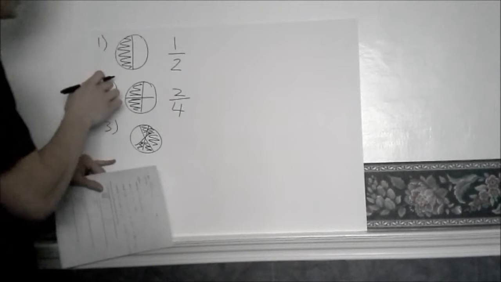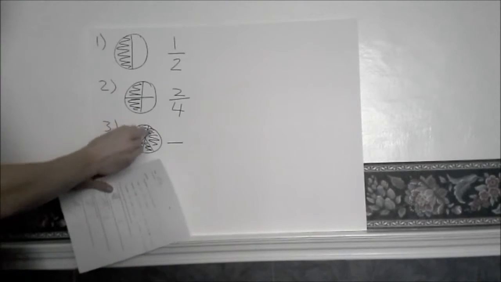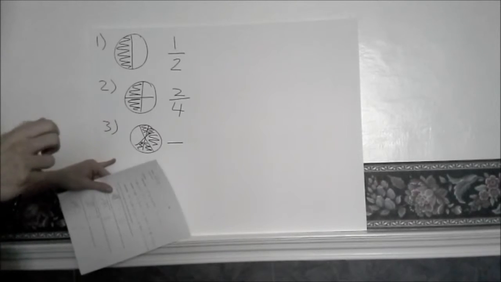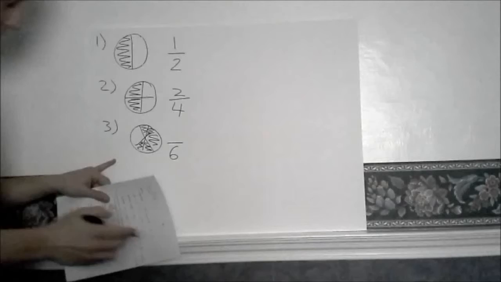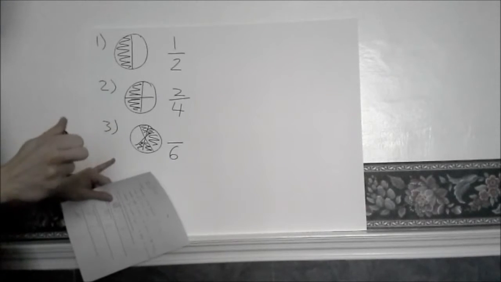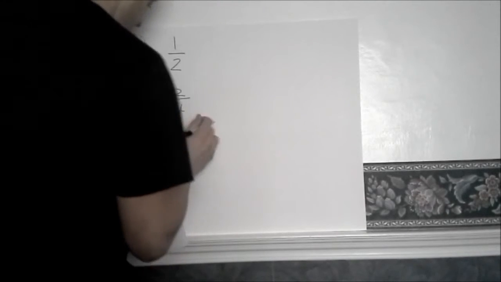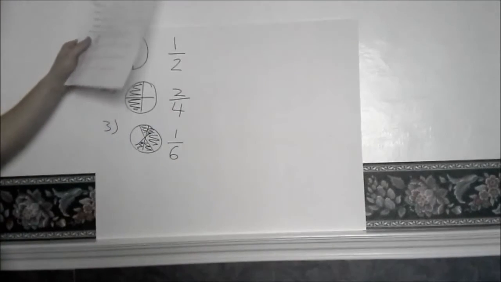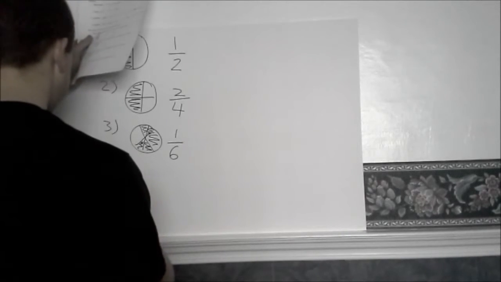Okay, now we've colored in our slices, so we draw our bar. What was the total number of pieces that were in this pizza? 6, right. So now, how many pieces didn't we color in because they weren't eaten? 1, good. So 1/6 is our fraction for this problem. Okay? And then finally number 4.